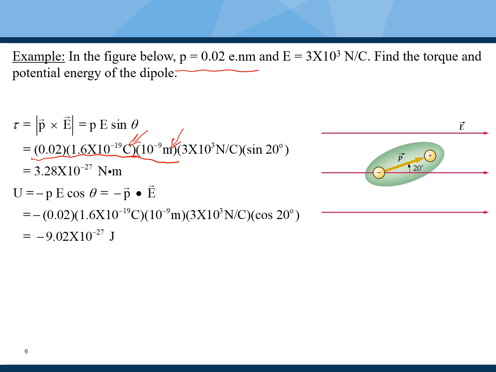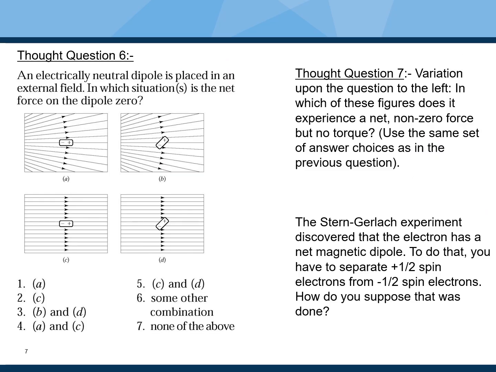The thing that's interesting is this thought question. I will take you all through one part of this thought question, and you can figure out the other part. So we're told that we have an electrically neutral dipole that is placed in an external electric field. Okay?